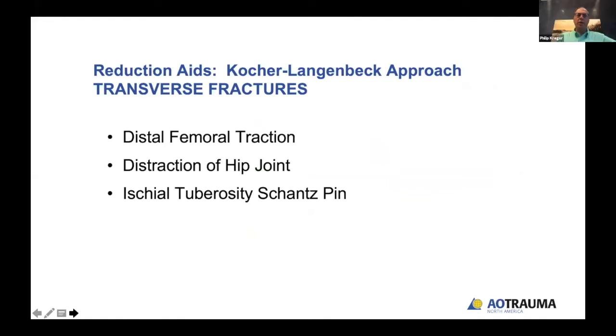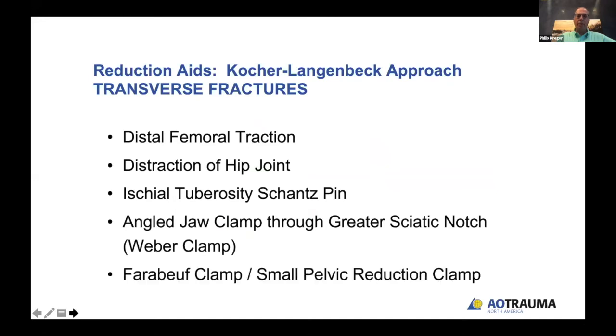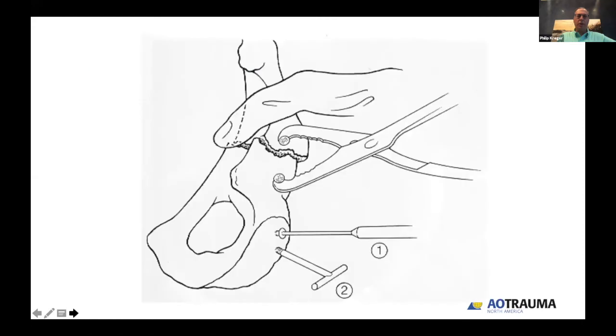We can utilize an ischial tuberosity Schanz pin. We can place angled jaw clamps through the greater sciatic notch or utilize a Weber clamp. And we can also use screw-to-screw clamps or a small pelvic reduction clamp.